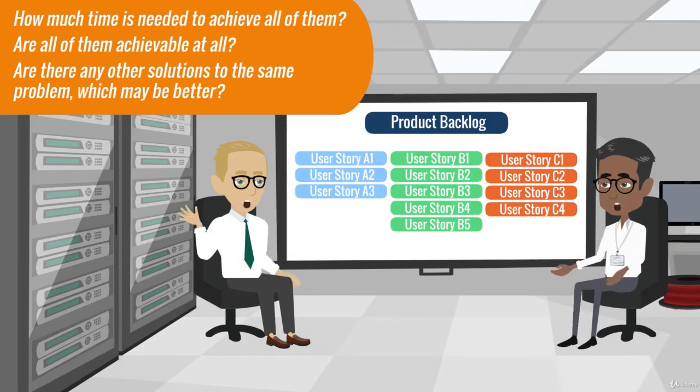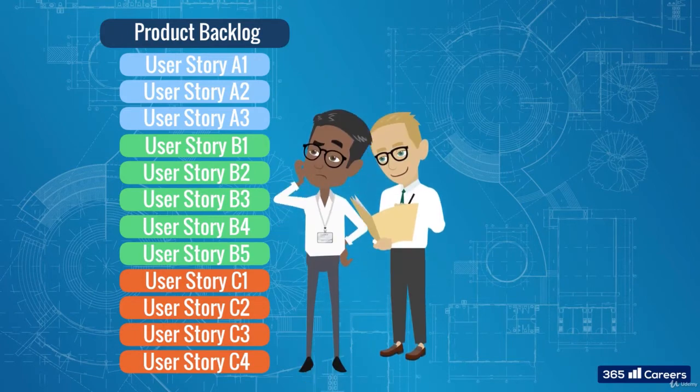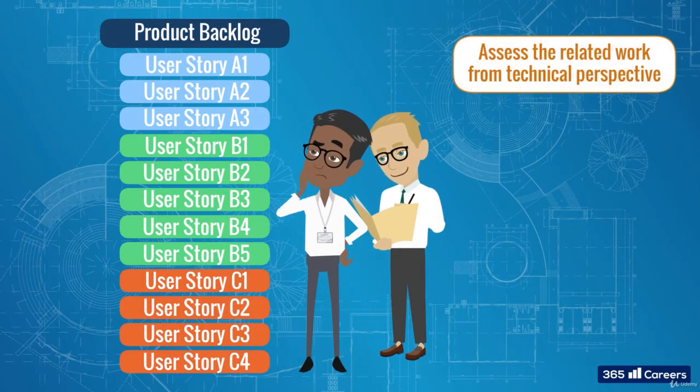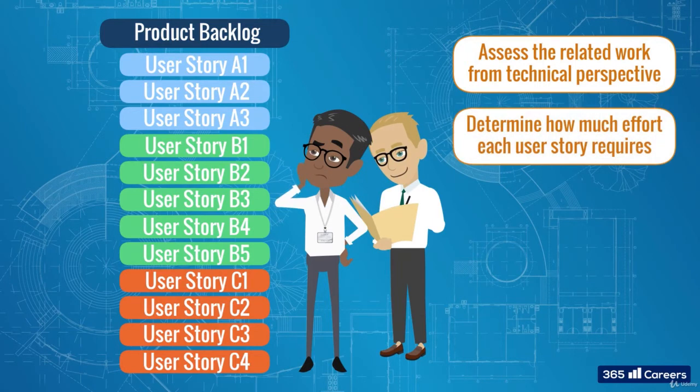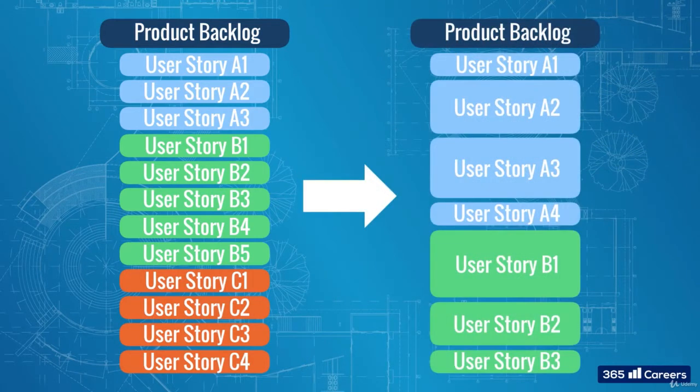The development team plays an important role in the backlog definition process too. After the user stories are generated by the various stakeholders and the product owner has defined the priorities, the development team will need to assess the related work from a technical perspective. They must determine how much effort each user story requires in order to be built. Yes, even if we see them as a list, the different user stories require different amounts of time and effort.